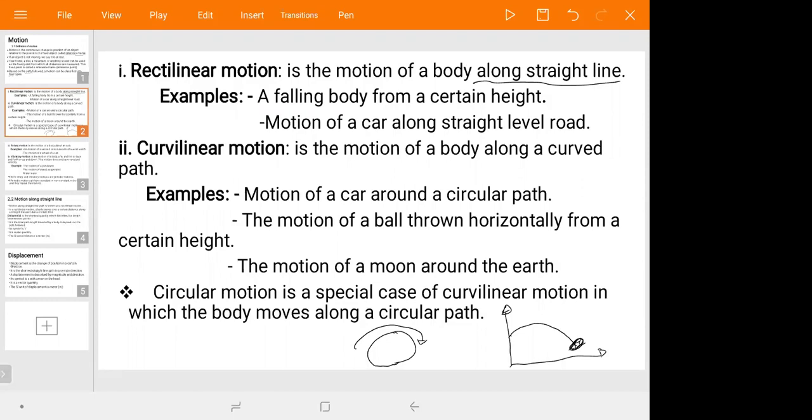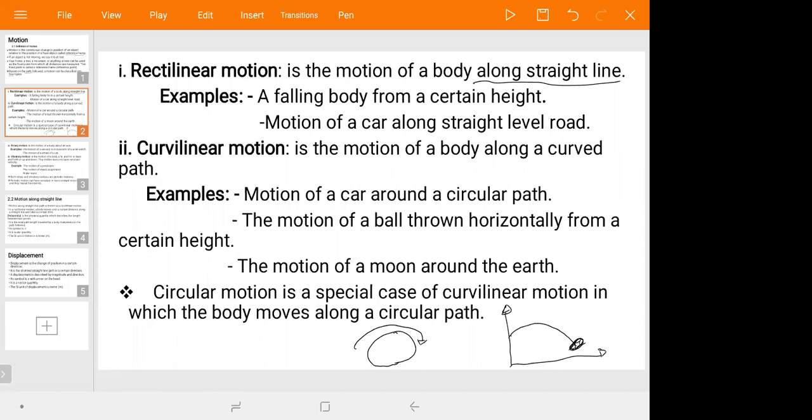If you take the shape of the earth, it is somewhat circular, or it seems like an egg, the shape of an egg. When the moon rotates around the earth, it makes a curvilinear motion. Therefore, circular motion is a special case of curvilinear motion in which the body moves along circular paths.